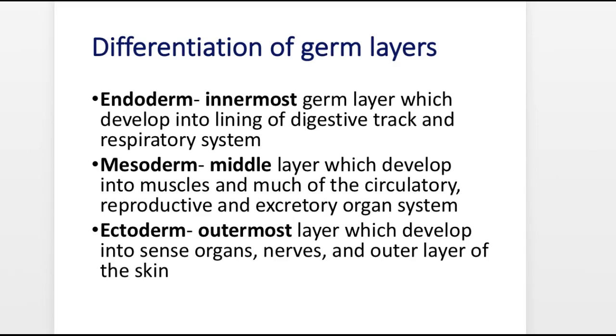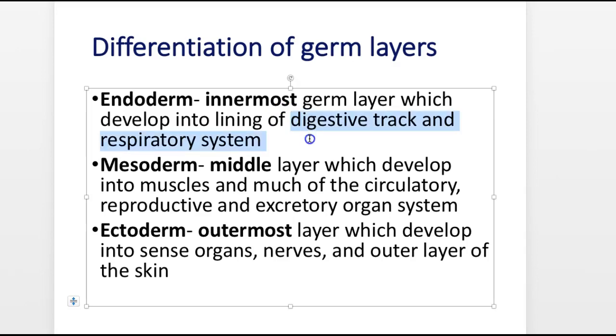Endoderm is the innermost layer, and if you think about what's really inside a human body, there is the lining of the digestive tract and the respiratory system right here. Mesoderm is in the middle between the inside and what's on the most outside. So there are layers of muscles, there are layers of the circulatory system, that's your bloodstream, and there's also the reproductive system and the excretory organ system. The excretory system is how you form urine and get rid of all the waste in your body.